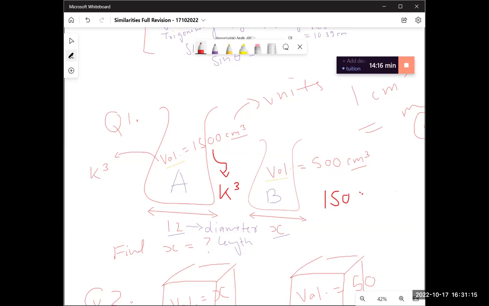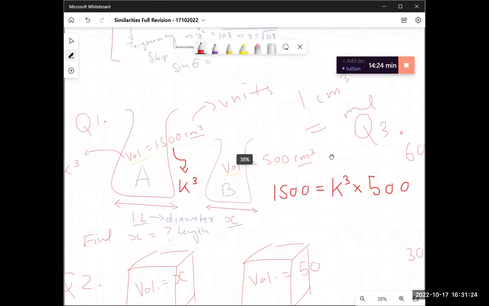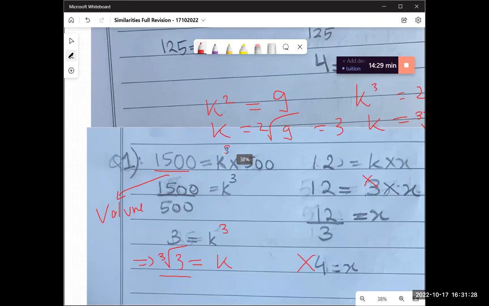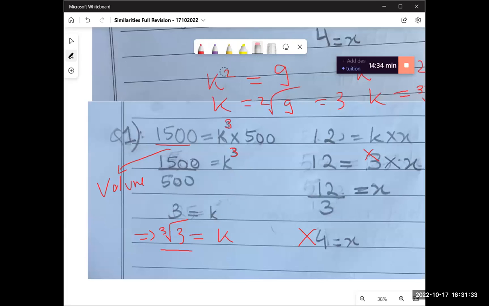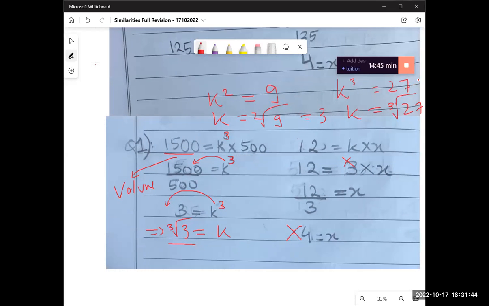So 1500 is equal to k cube into 500. Everyone has written that correctly. Safa has written it correctly. Look, she put k cube here, but suddenly she removed k cube without taking it to the other side. To remove the cube, you have to take it to the other side, which will become cube root. Understood? Sir, I have sent the picture of question 4.